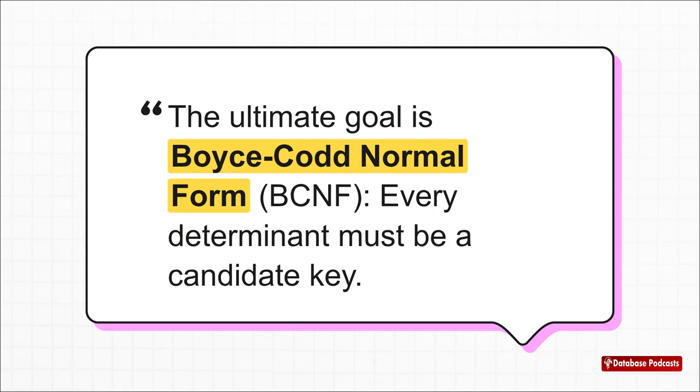Now, there are a few different levels of normalization, but for most databases, the gold standard you're aiming for is called Boyce-Codd Normal Form, or BCNF. I know, it sounds super academic and intimidating, but the principle behind it is actually simple. It just means that every piece of data in a table should depend only on the table's key and nothing else. If you stick to that rule, you'll eliminate almost all of those nasty modification anomalies.